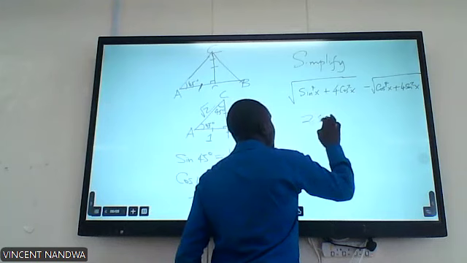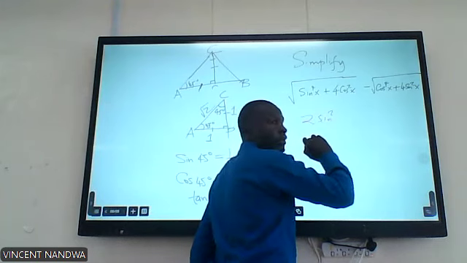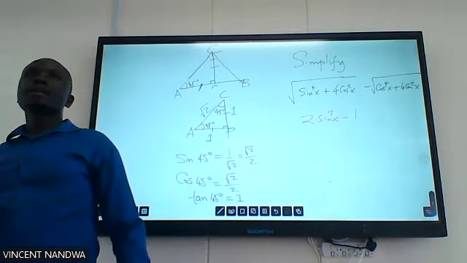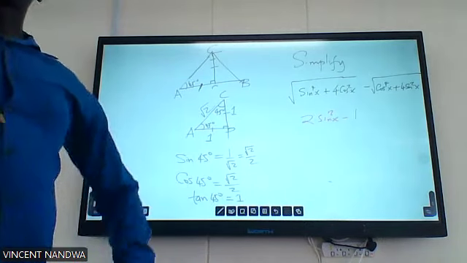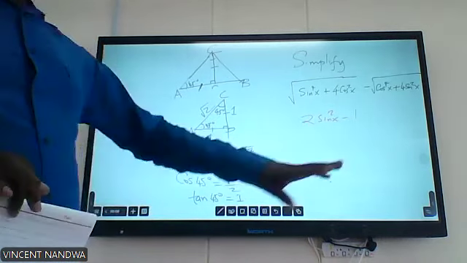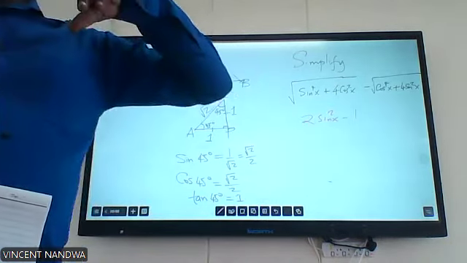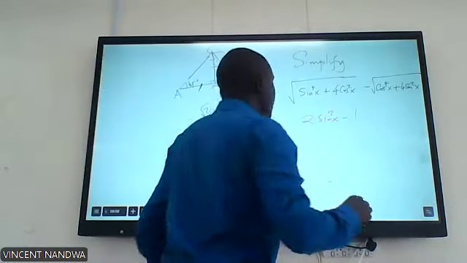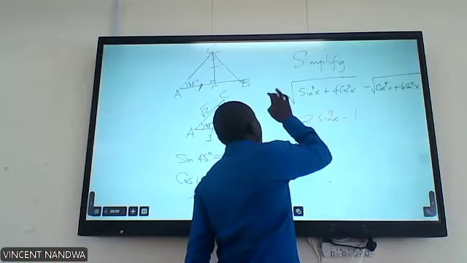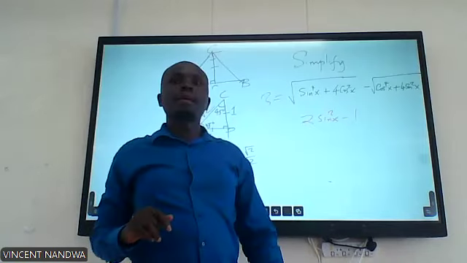2 sine squared x minus 1. That's one answer. Anyone else? Any other answer? I'm not saying it's wrong. Yes? Just 3. Any other?